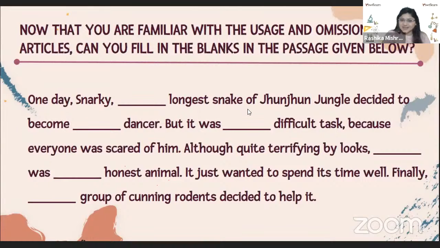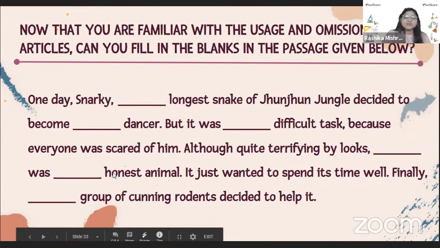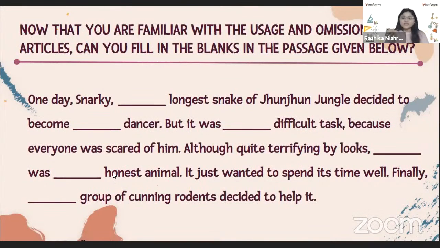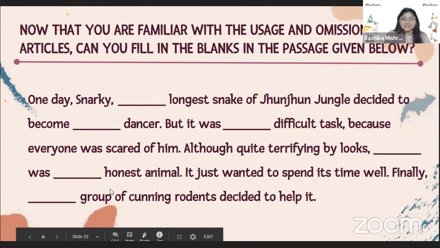The longest snake of Junjunu jungle decided to become a dancer, but it was a difficult task because everyone was scared of him. Although quite terrifying by looks, Snarky was an honest animal. Why an? Because when we pronounce the word honest, it sounds like it starts with O, which belongs to the vowels. That is why we will always use an before it in such a case.